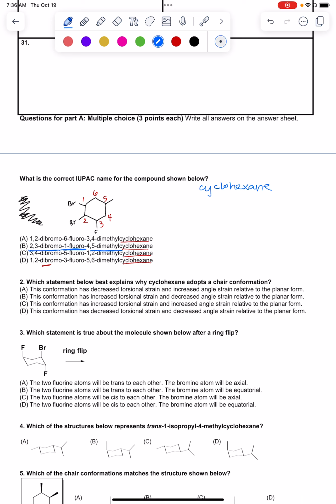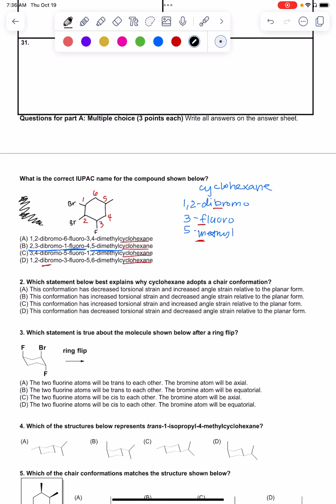We've got 1 and 2 have bromine on them, so we're going to do dibromo. We've got fluorine with 3, so we've got 3 fluoro. And we've got 5 methyl. So same thing, we're going to rank them by alphabetical order. So bromine, fluorine, methyl, they're in alphabetical order now.